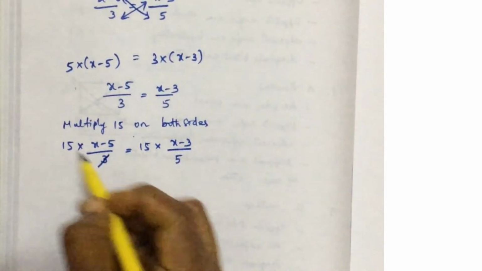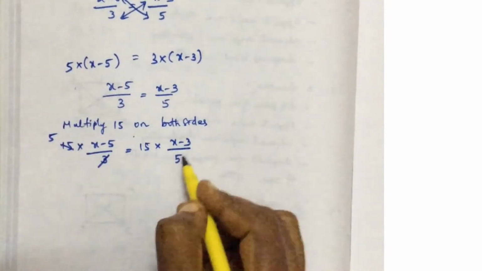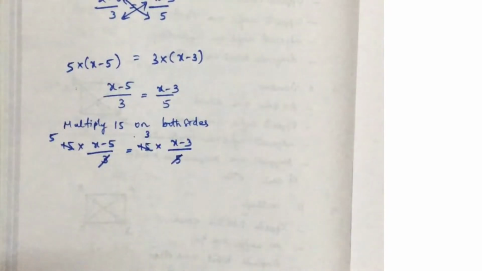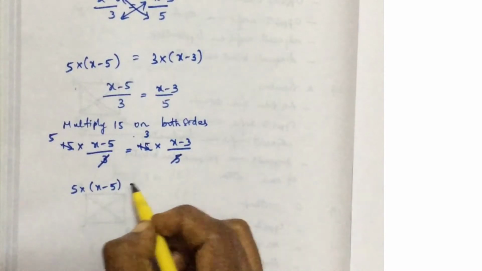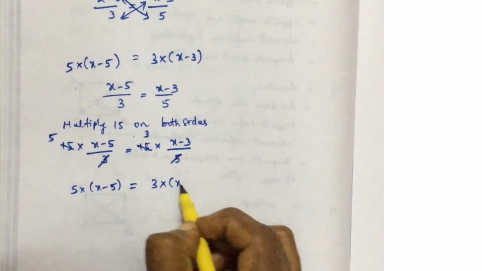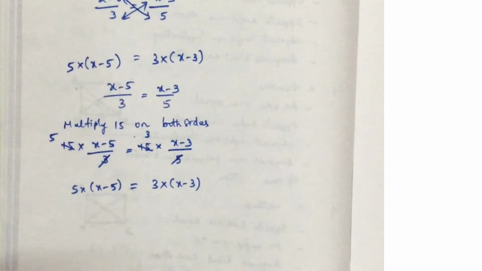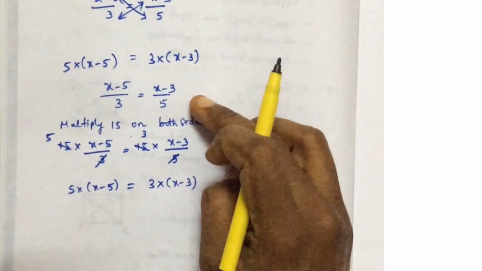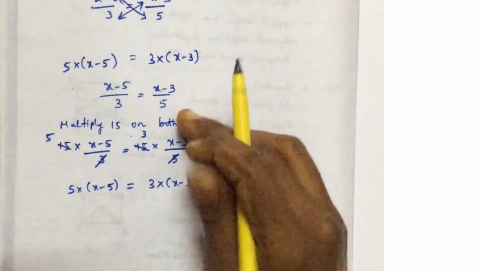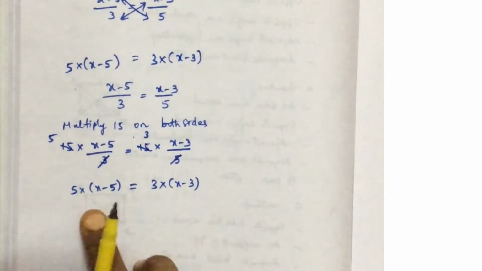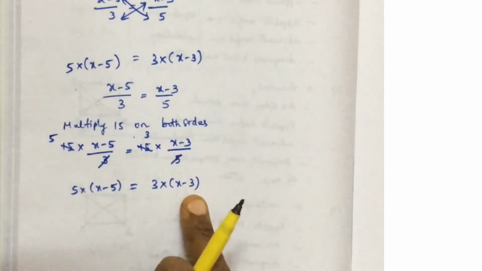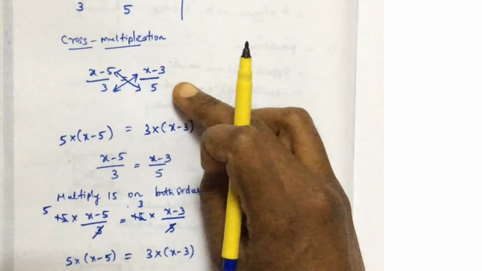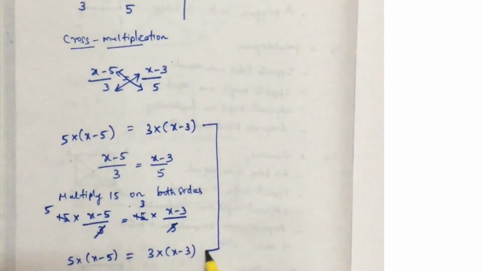Now I can cancel this. 3 fives are 15 and 5 threes are 15. The answer is 5 multiplied by (x − 5) equals 3 multiplied by (x − 3). So this is the question given to us. From this we have removed the denominator, so now it is easy for me to simplify. Either you can multiply 15 on both sides, which is equivalent to doing a cross multiplication like this. You can see both answers here and here are the same.